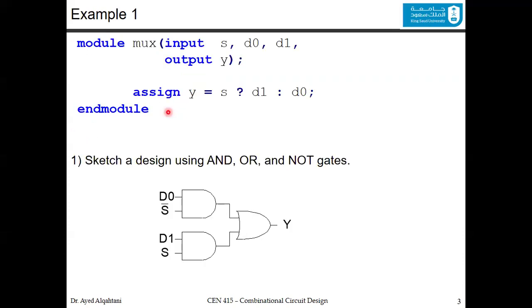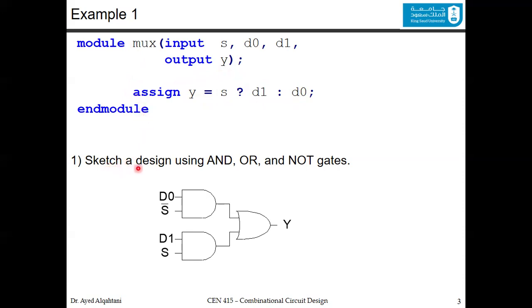As an example, this is a very simple code for the multiplexer, where you have the inputs D0 and D1 and the selector line. This is a 2-to-1 mux with a single output, which is Y. You assign Y based on the selection. If the selection is equal to 1, you get D1. If the selection is equal to 0, you get D0 at Y. And this is how you write this module in Verilog.